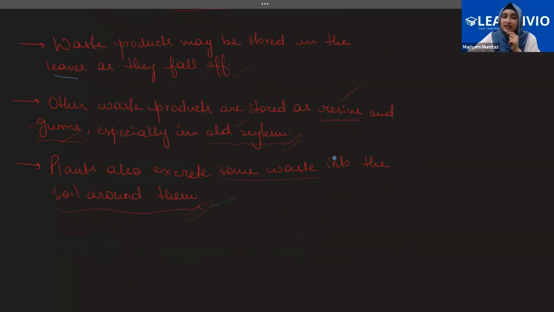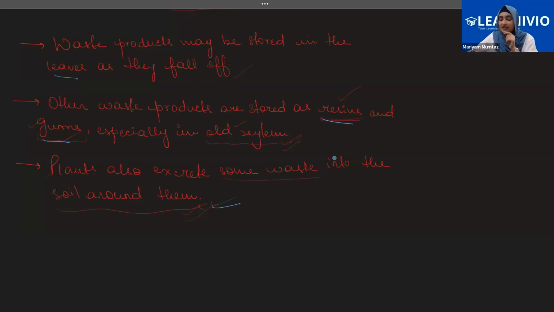This is present especially in the old xylem, the xylem that was formed very long ago. Those are stored in the form of resins and gums, and these are of no use to plants at all. They are very famously known as secondary metabolites, and plants don't use them. Plants also excrete some waste into the soil around them. So this is how the process of excretion takes place in plants.